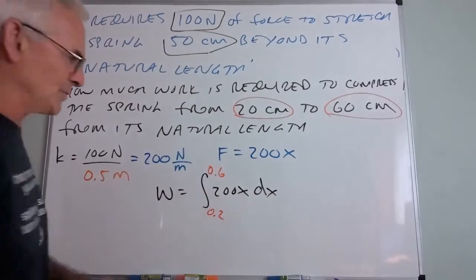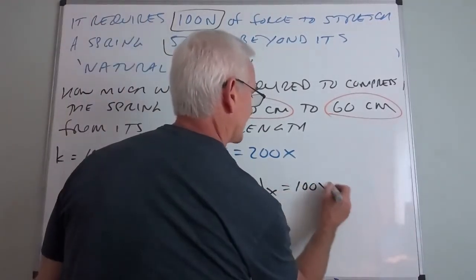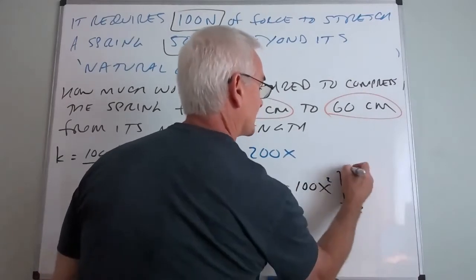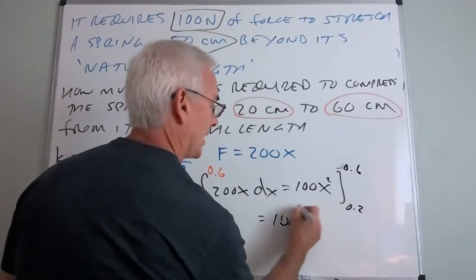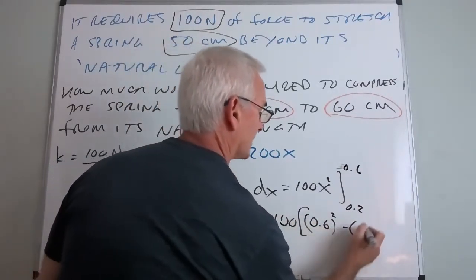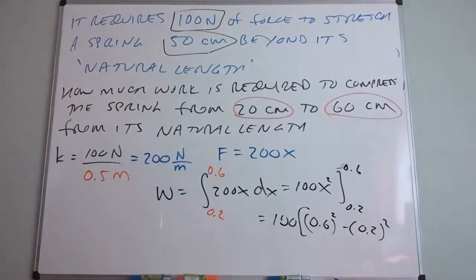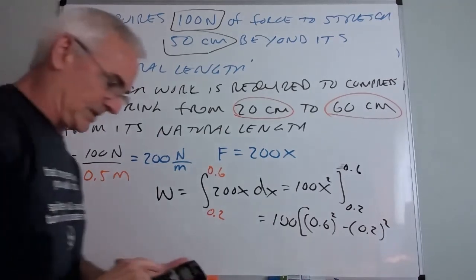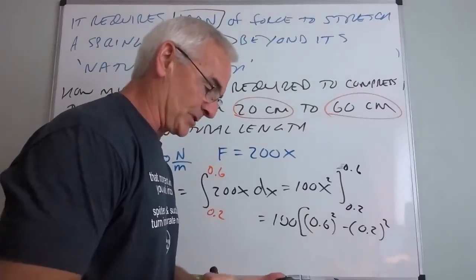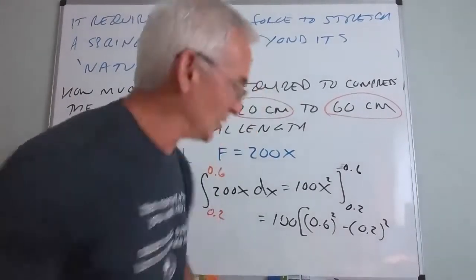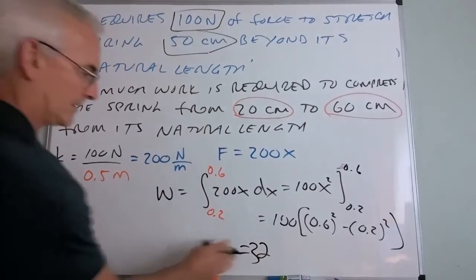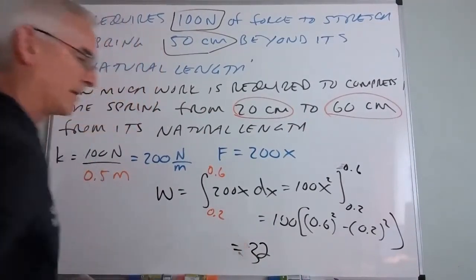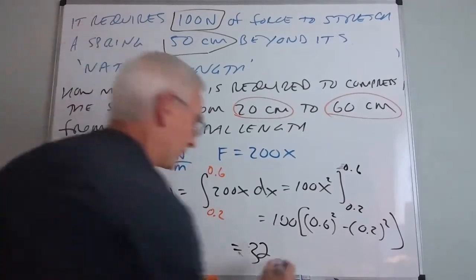So this calculation should be relatively simple. This would be 100x squared evaluated from 0.2 to 0.6. Which would be 100 times 0.6 squared minus 0.2 squared. And so let me get out my calculator. So what do we got? 0.6 squared. And I'm sure you could all do this in your head, but why? And so that comes out to be exactly 32 what? What unit? Joules. Joules. Perfect.